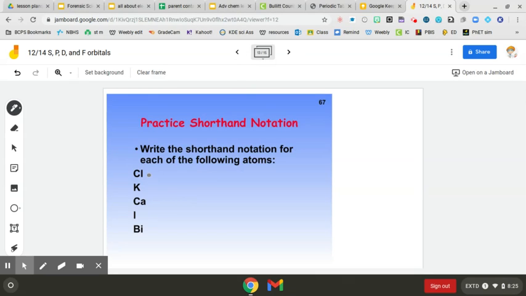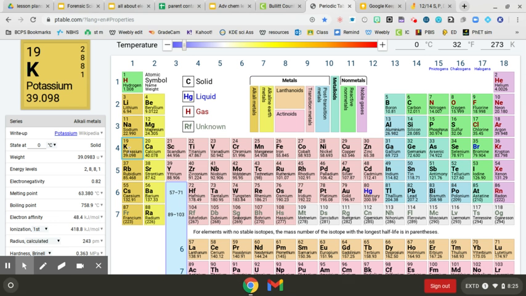So let's start with chlorine. We just did. Let's go to potassium. So let's look at potassium on our periodic table. Here's potassium. If I were going to do it the long way, I'd start with 1s2, 2s2, 2p6. But the shorthand version, I just go up a level and all the way over to the last noble gas, which in this case is argon. So argon's going to be in brackets. And then I'm going to start at 4s, and potassium's right there, so it's just 4s1.